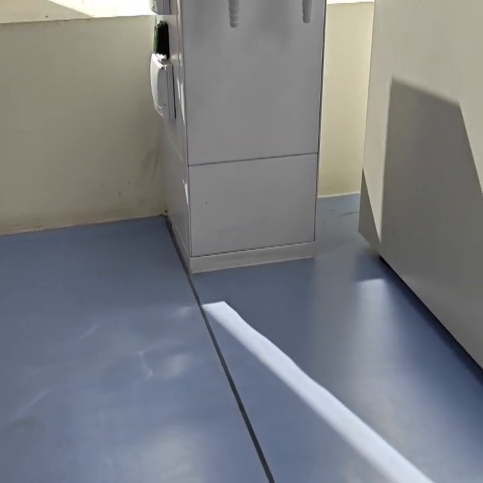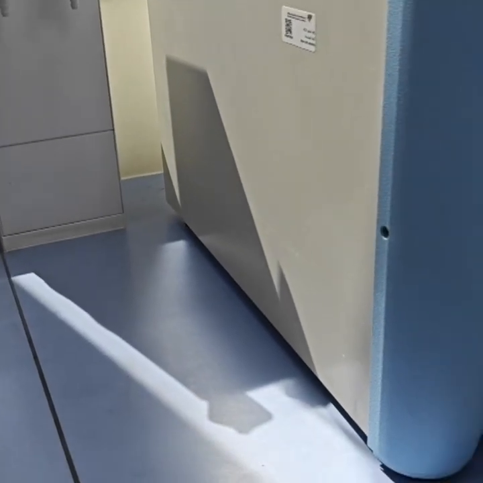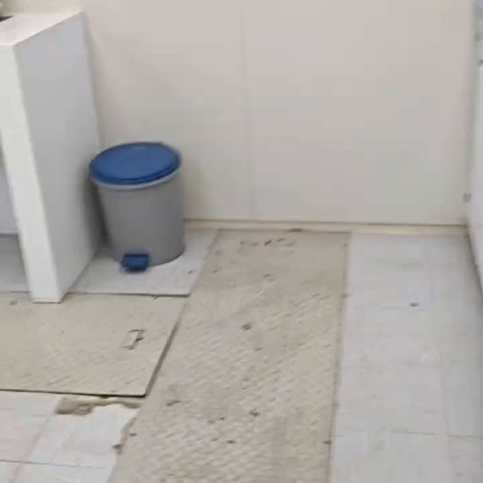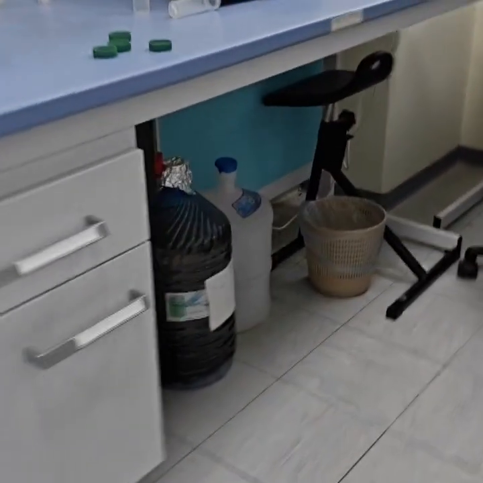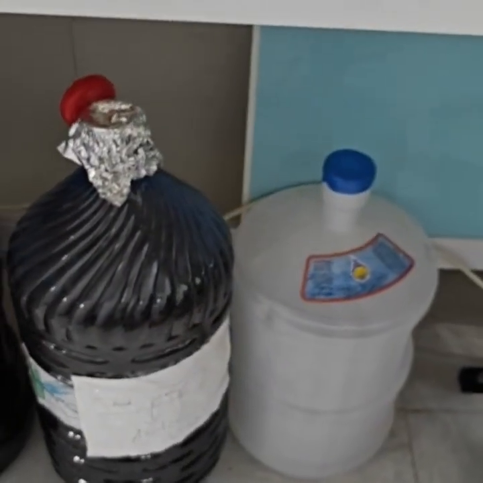Store waste in labeled containers. When you are storing any waste, we store it properly in labeled containers, so they should be labeled. This is acid waste or dye waste; any kind of waste you should store in labeled containers.